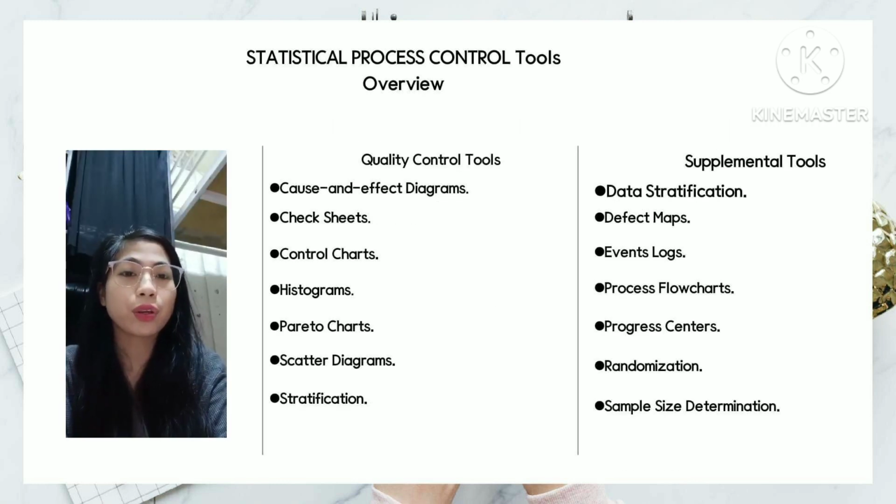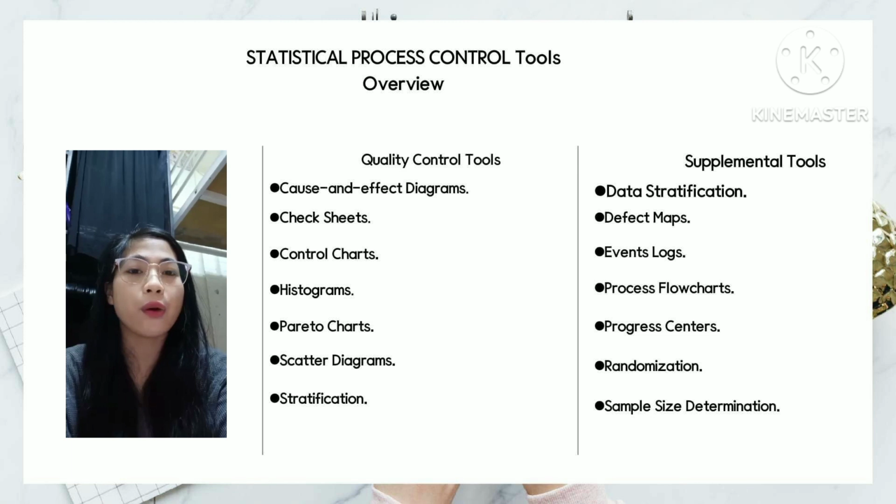Statistical Process Control Tools Overview. There are 14 quality control tools used in statistical process control, broken down into 7 quality control tools and 7 supplemental tools. They are quality control tools: cause and effect diagrams, also called an Ishikawa diagram or fishbone diagram. Cause and effect diagrams identify multiple causes of a problem. The diagrams use a fishbone structure and each branch represents a problem category.